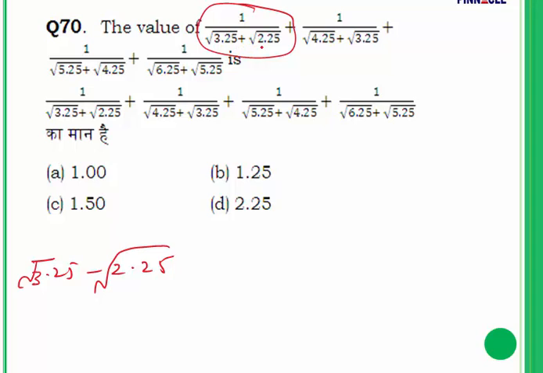Ultimately, in the denominator we will get a plus b and a minus b, a square minus b square, that is 3.25 minus 2.25, and the difference would be 1. When the difference is 1, there is no need to write it. Again, in this case also, we will find root 4.25 minus root 3.25. There is no need to write anything in the denominator, because the value would be 1.